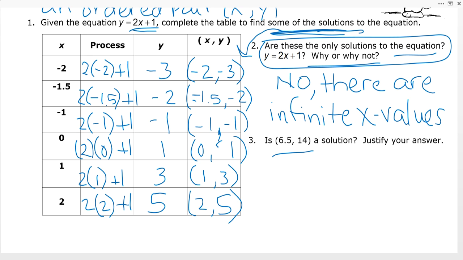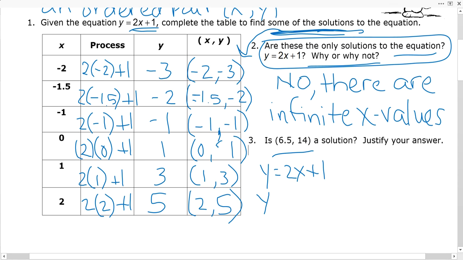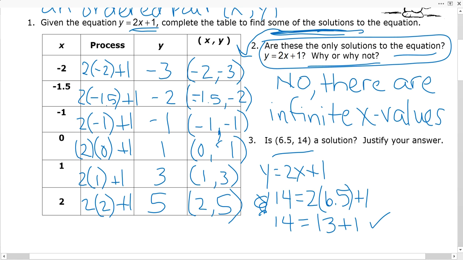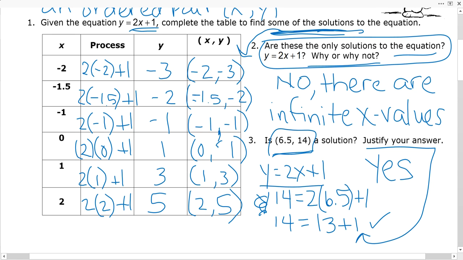Okay, we're going to take y equals 2x plus 1. We're going to substitute in 14 equals 2 times 6.5 plus 1. 2 times 6.5 is 13, right? So 14 equals 13 plus 1. Yes, it is a solution. We justified it by working it out. So if you can substitute an x and a y value into your equation, then it is a solution. If it doesn't come out equal, it's not a solution.